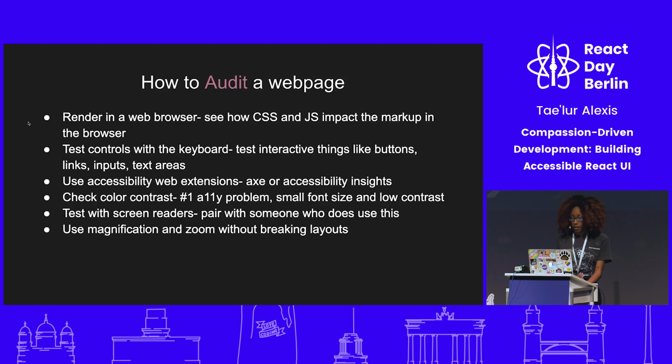All right. So how to audit a web page. You would render the page in the web browser, and then you see how the CSS and the JavaScript impacts the markup in the browser. Then you test controls with the keyboard, so you test interactive things like buttons, links, inputs, and text areas, which are really important parts of an application, because that includes user consent and getting the user data, and you need that. So using accessibility web extensions, there's Chrome Axe, which is the one I often use and which is the one I'll be using today.